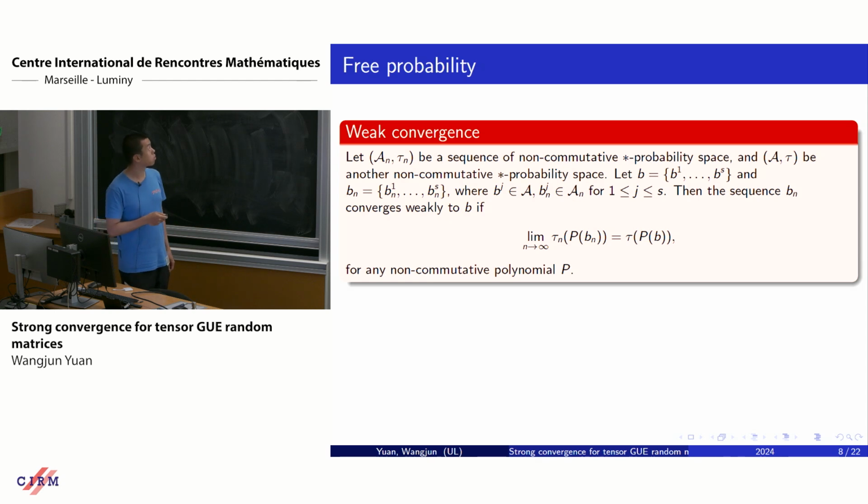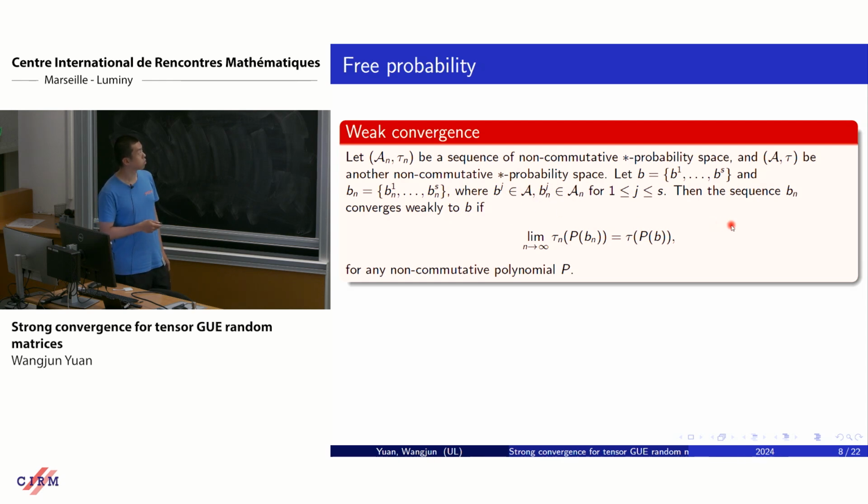Okay, let's go to the next important terminology, which is about the convergence. And the first one is the weak convergence. Now I suppose I have a sequence of non-commutative star probability spaces An and tau n. And A and tau is another non-commutative star probability space. Now suppose I have a collection of elements B, which is B1, B2 to Bs. They are elements in A. And Bn consists of Bn1, Bn2 to Bns, and they are elements in An.